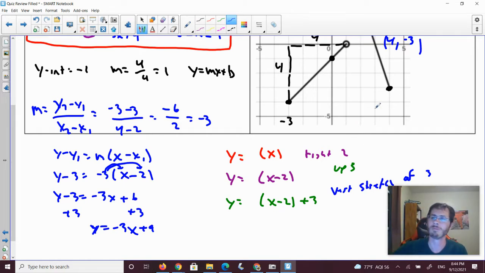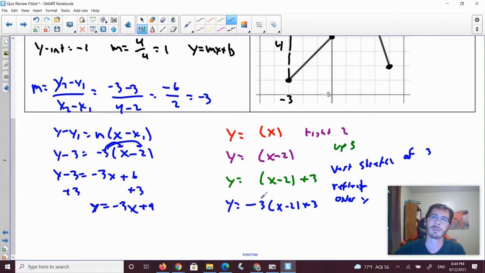It's hard to do backwards camera. But our line's going down. It's not going up like the first one was. So we also know we have a reflection over y. So that means that I want a negative sign with a 3 and x minus 2 plus 3. And look, we actually are going to get the exact same thing if we distribute. y equals negative 3x plus 6 plus 3. y equals negative 3x plus 9.